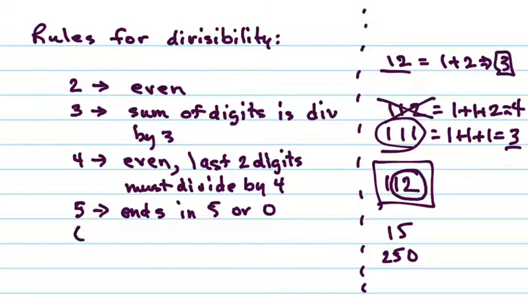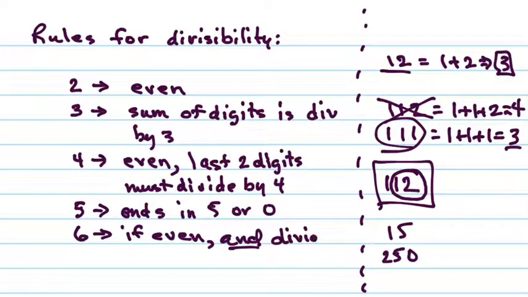Okay. 6. Think about how you would make a 6 by multiplying. What 2 numbers would you multiply together to get 6? 3 times 2. You bet. So if it's even and divides by 3, it will also divide by 6. So do you see that if you have a bigger number, it's usually just the combination of the rules for the two smaller numbers.